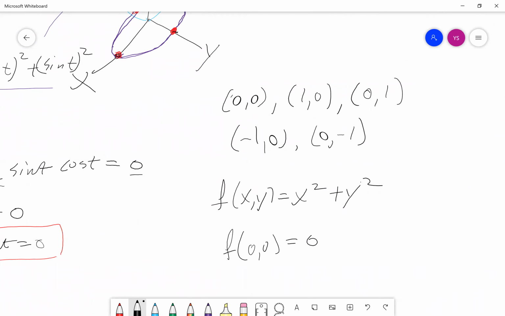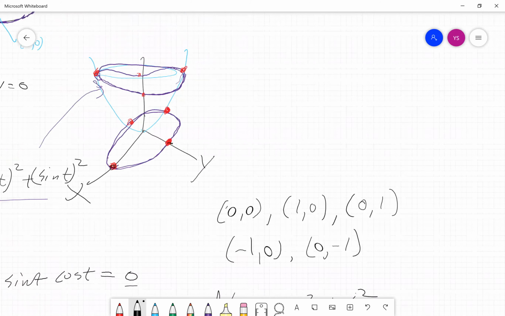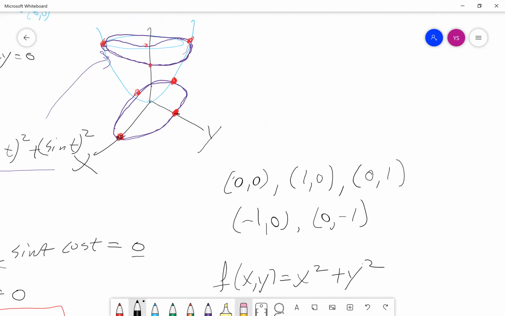Can you explain why it's 1 on the x-axis, not 4? Oh, yeah, it would be that.